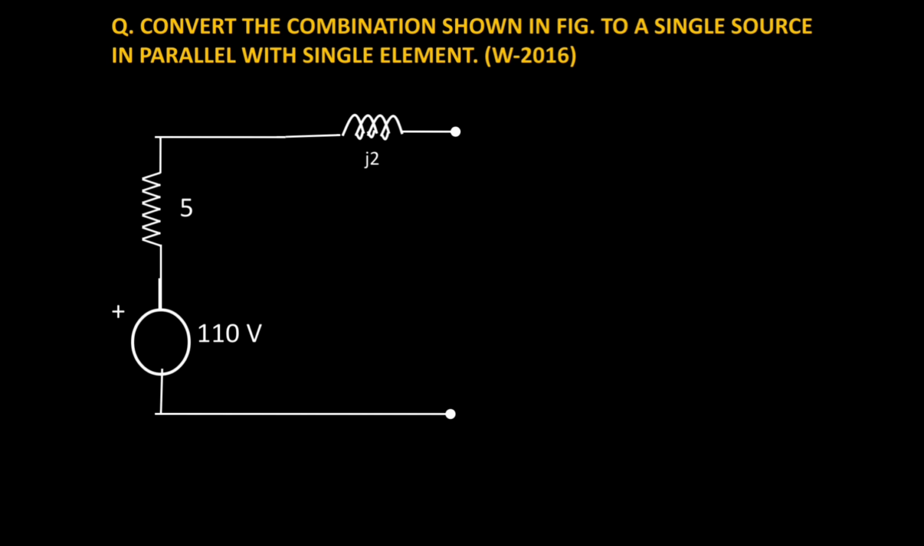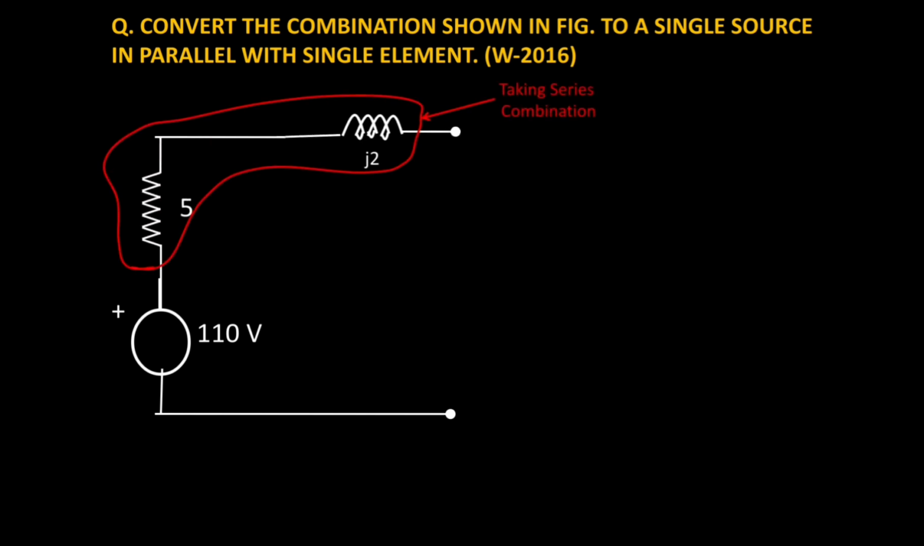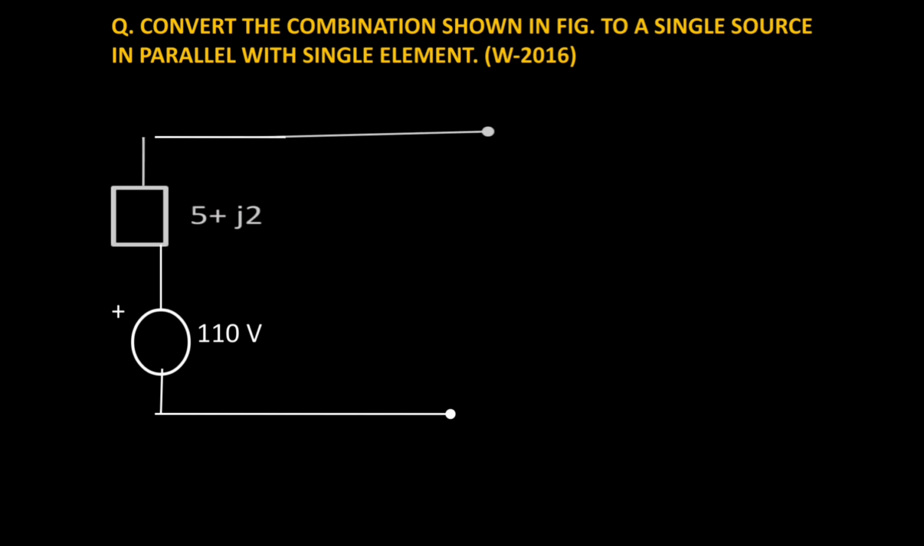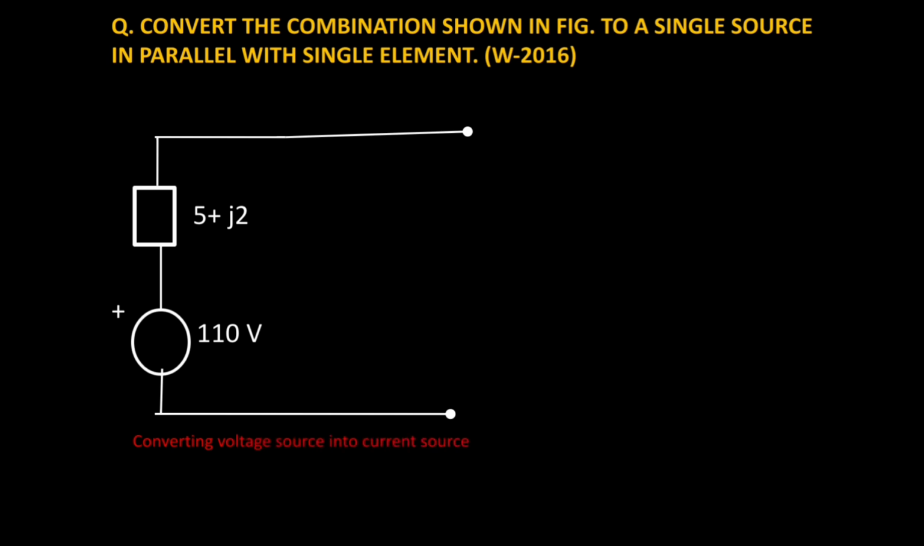Now, if you observe the circuit carefully, we will find that 5 ohm and j2 ohm are connected in series. So taking the series combination, we have an impedance of 5 plus j2. So we got the circuit. We have only a single source now, but it is a voltage source, and we want a single source in parallel with a single element. So we have to convert this voltage source into a current source.